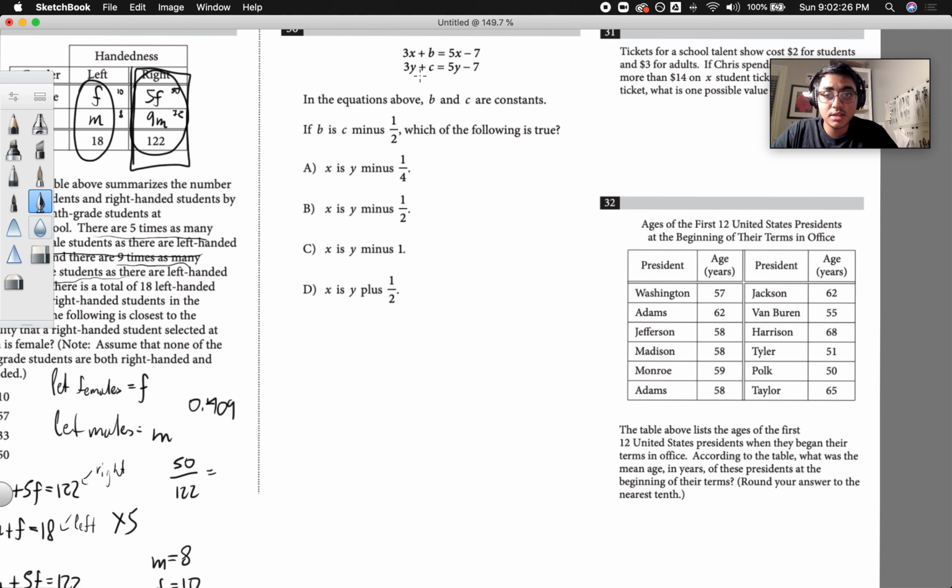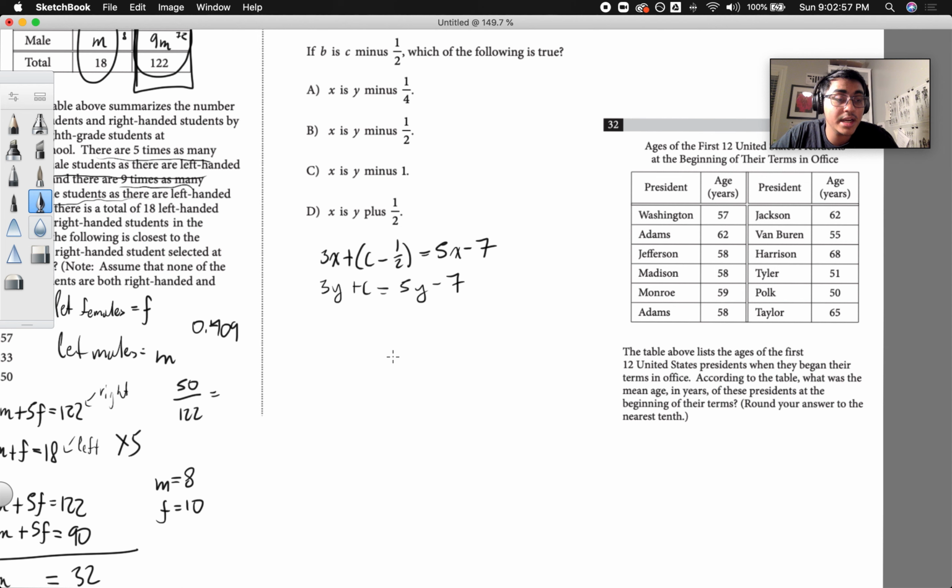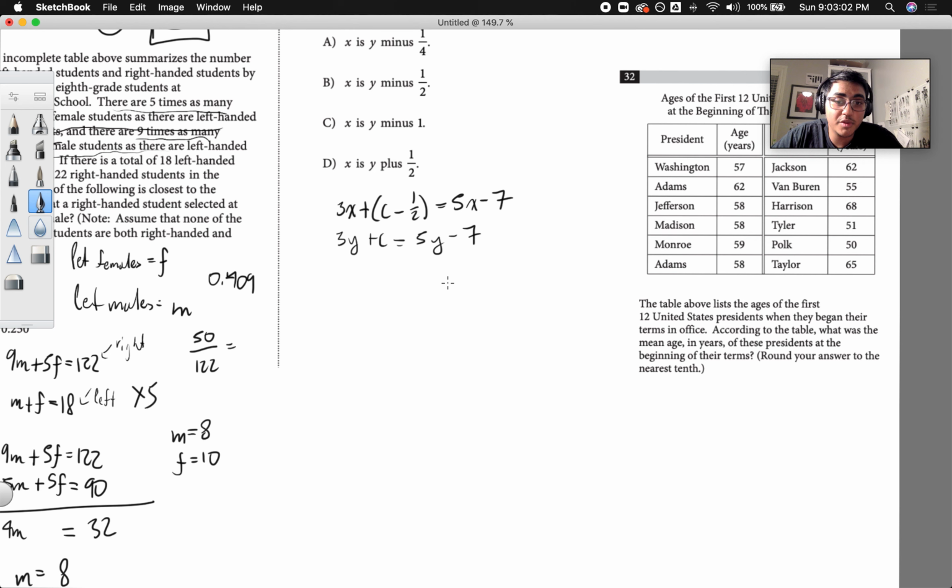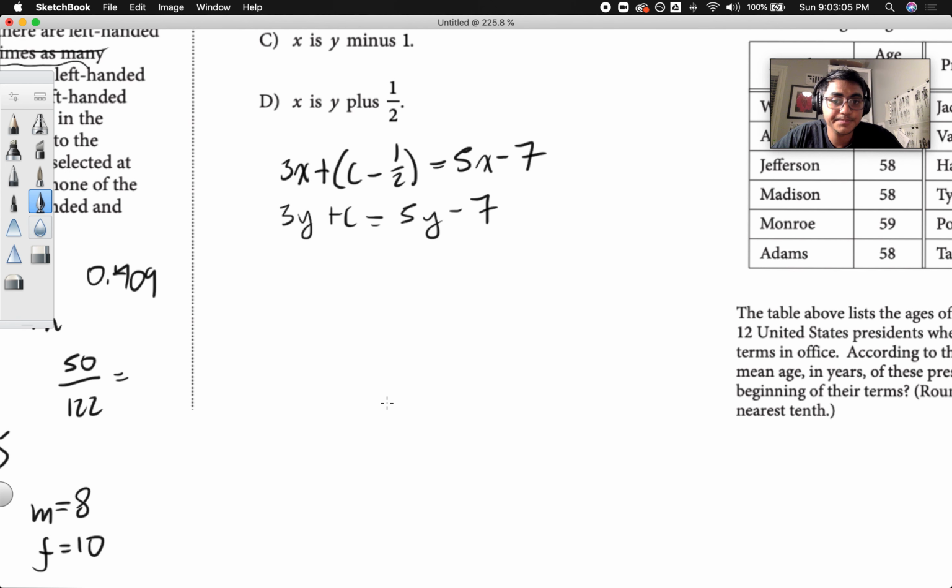So if B is equal to C minus 1/2, we can plug that into the top equation. So 3x plus, and B is C minus 1/2, so C minus 1/2 is equal to 5x minus 7. And 3y plus C is equal to 5y minus 7. You see how we only have 3 variables now and 2 equations, but we're still not done yet. We still want to cut it down to 2 variables and 2 equations. We can't change the number of equations, but we can change the number of variables.